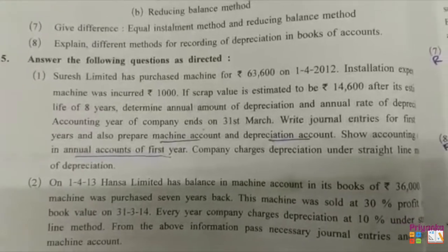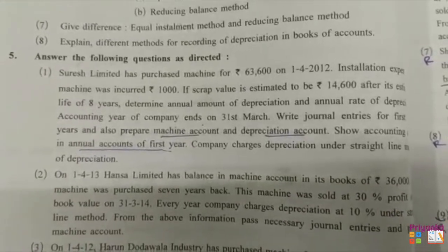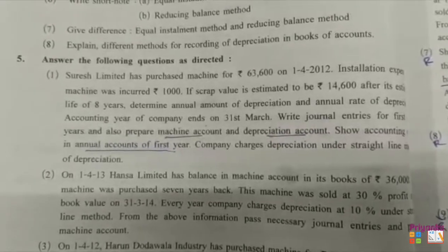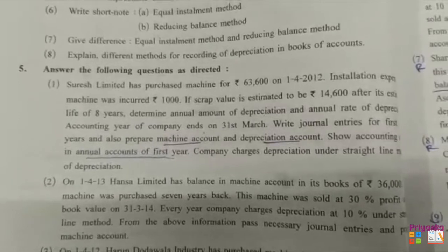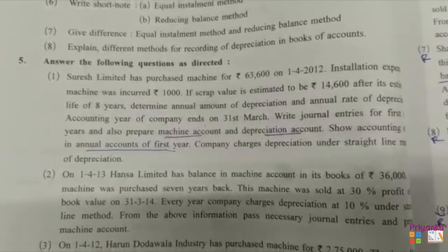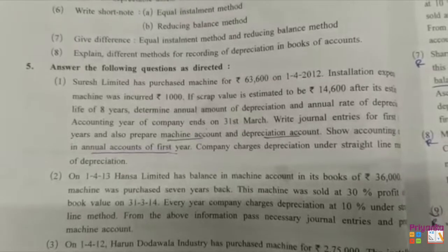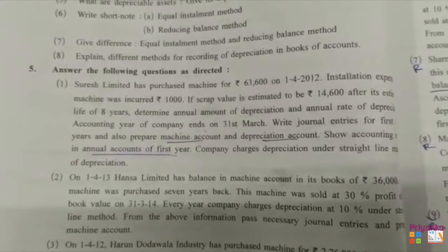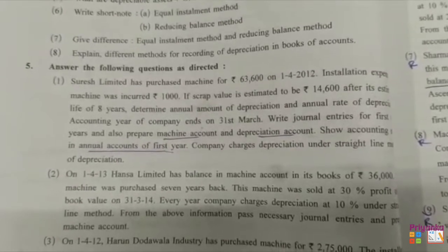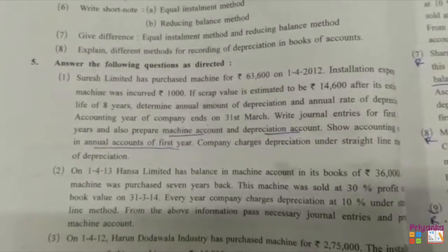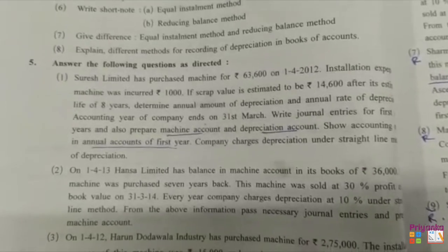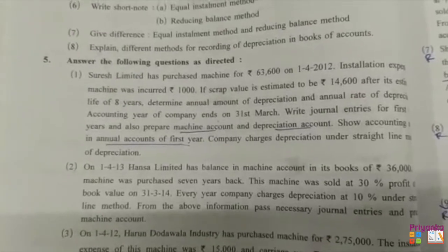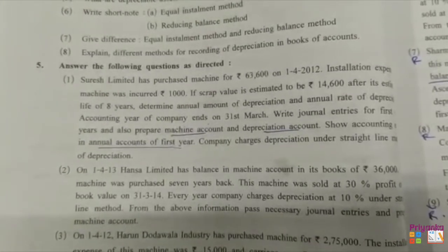Suresh Limited has purchased a machine for 63,600 on 1/4/2012 with installation expense of machine of 1000. If scrap is estimated 14,600 after its estimated life of 8 years, determine annual amount of depreciation and annual rate of depreciation. Accounting year of company ends on 31st March. Write journal entry for the first year and also prepare machine account and depreciation account. Show accounting in annual account of first year. Company charges depreciation under straight line method of depreciation.